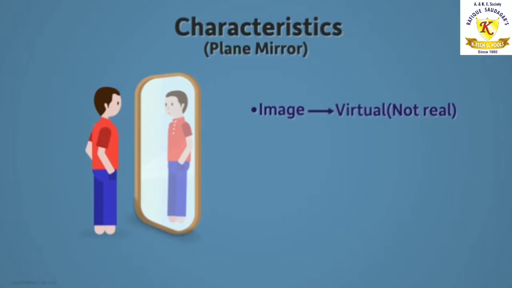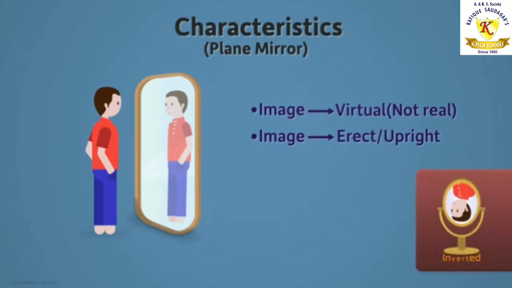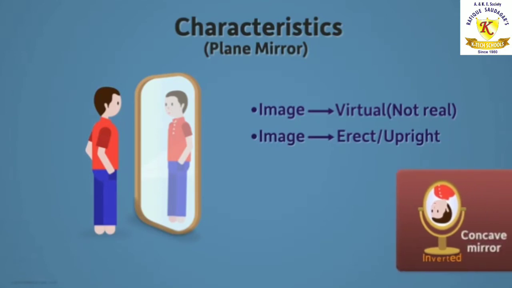The next characteristic of the plane mirror is that the image formed is always erect or upright. For instance, if you look at yourself in the mirror, you will see the image is straight or erect. And why is it so? Maybe it's inverted. Well, we can think of inverted as the opposite of upright. Yes, an inverted image means an upside down image. Concave mirrors can form inverted images. The plane mirror does not form an inverted image.